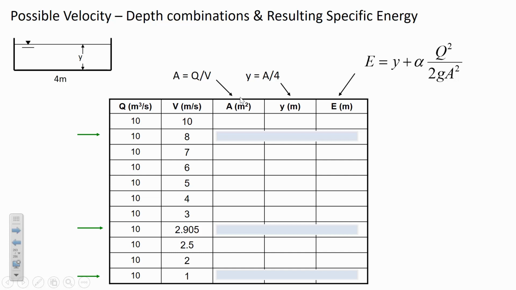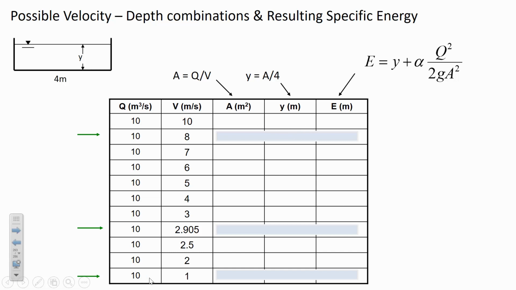What this table does is it says for a certain velocity and a certain flow rate, you can calculate by definition what cross-sectional area you have to have in order to achieve a velocity of 10 meters per second. We've rearranged the continuity equation here, and in this column you'd have Q divided by the velocity. So obviously for the top cell it's going to be 1 square meter. And if you know the cross-sectional area, you can find the depth of flow by dividing the area by 4. So if the area is 1 square meter, the flow depth would have to be 0.25 meters.